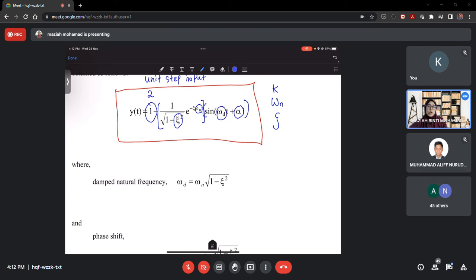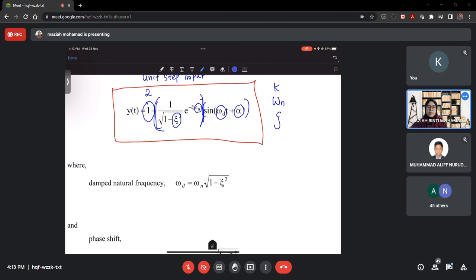All right, and the last one is zeta. Zeta is the damping ratio. The function of zeta here is actually to damp the energy in the system. Damp meaning we are going to try to reduce the energy. So that is the function of zeta. It will reduce the energy, but how fast it will reduce will be based on the term here. That is the parameter that explains how fast the energy will be reduced.